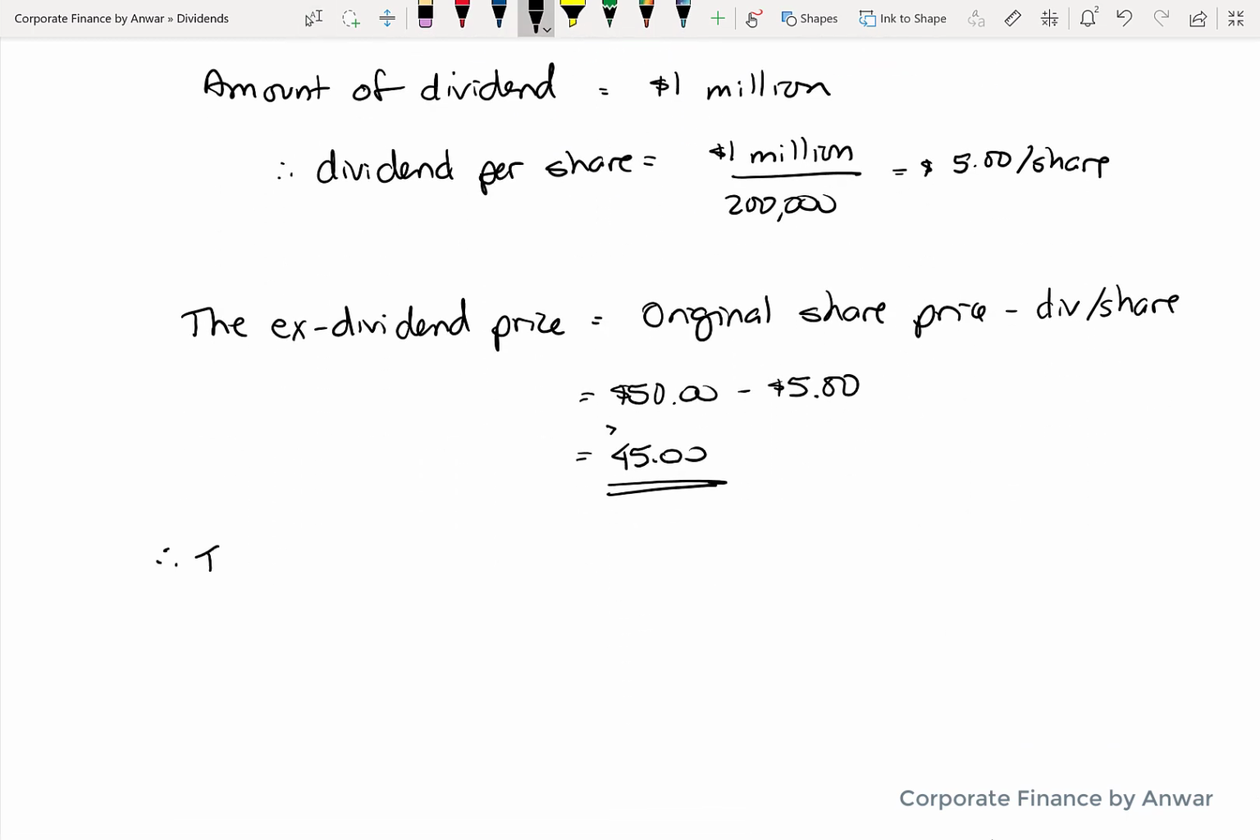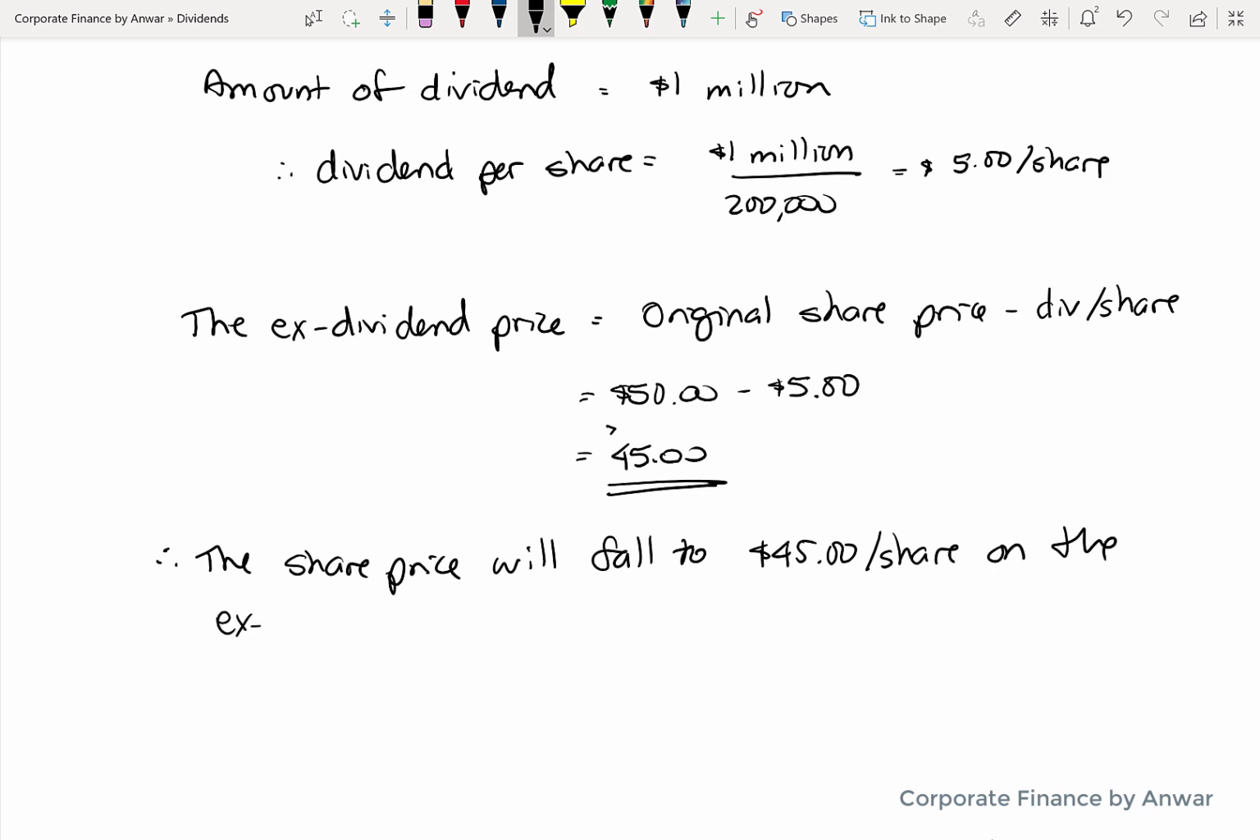If it doesn't, then there's going to be arbitrage, and as I said in the previous video, people will just buy shares of this company the day before, or the week before, the dividend payment, get the $5 dividend, and then sell afterwards. That's why the share price has to fall to $45 by that amount.